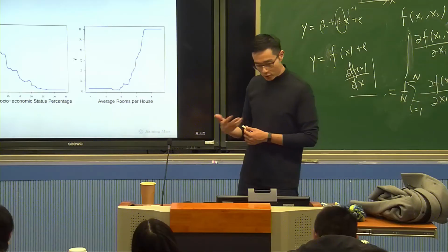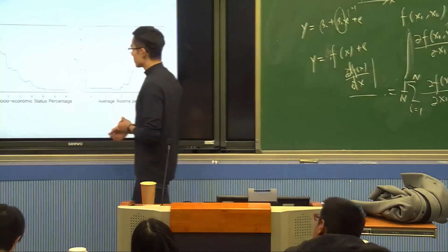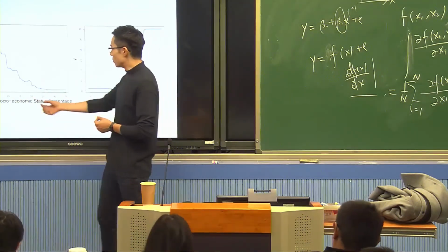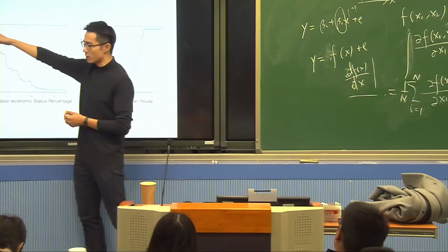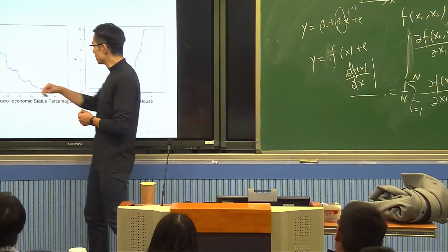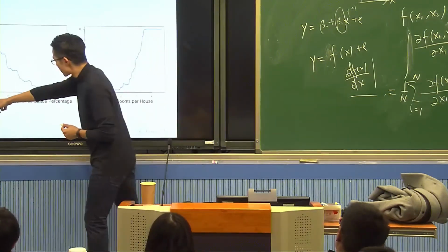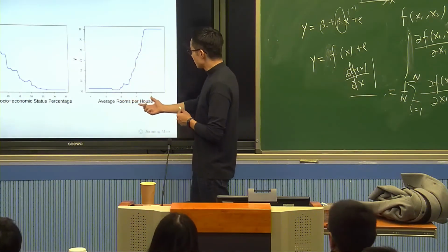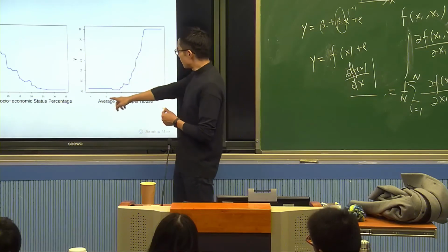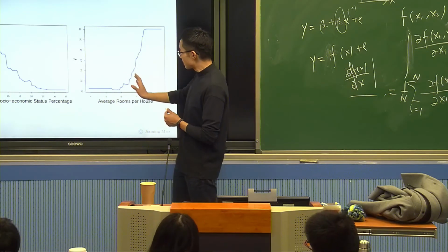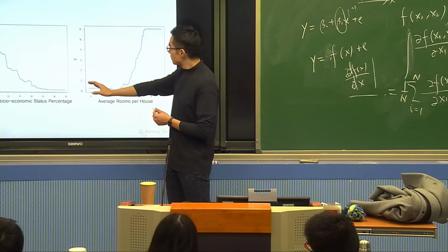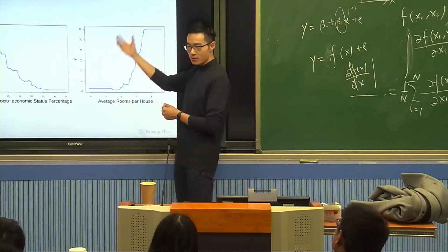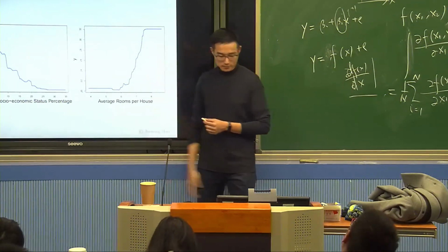So let's do the partial dependence plot. This is how housing value varies with low socioeconomic status percentage. The higher the low socioeconomic status percentage, the more housing value will decrease like this, ranging from 0% to 35%. And this is the average number of rooms in the house. It looks pretty discontinuous here. If the house has less than 6 rooms, the value is relatively low, but as long as we have more than 7 rooms, then immediately the housing price goes up like that.